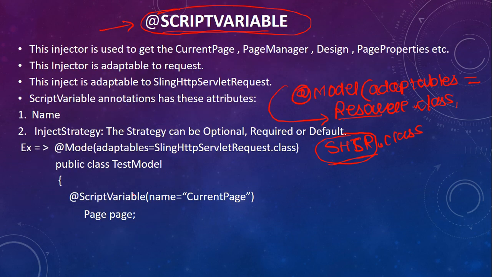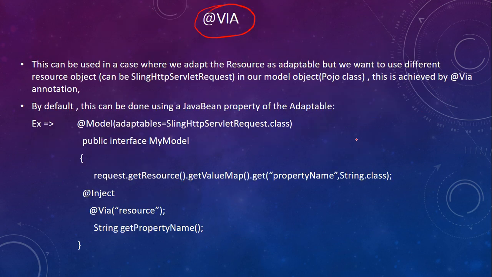And here we have the script variable. So if you need the page related things or something else, like page manager, then you can simply use this script variable. And we have two things. When we adapt, we adapt two things: SlingHttpServletRequest and Resource.class. And we already know that some annotations support Resource.class and some annotations support SlingHttpServletRequest.